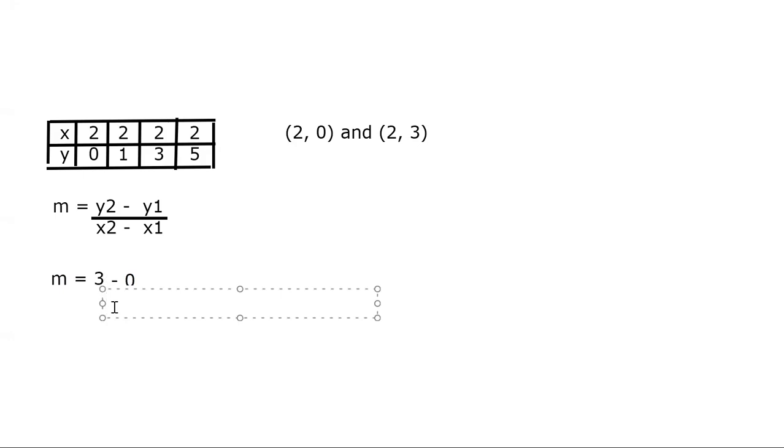Okay, and for the other one, I need to subtract the values of x. And what are the values of x? They are going to be the same. 2 minus 2. In all the points of this table, you can see that you have the same value for x. If you have the same value for x, it doesn't matter the point you take. When you subtract, you are going to obtain 0. So what you are going to have is 3 over 0.